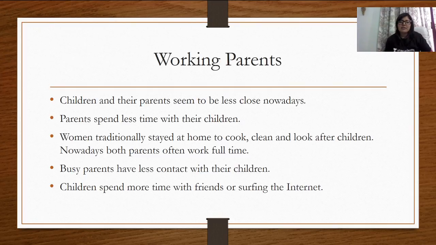Busy parents have less contact with their children. Yes, as they are very occupied with their work, they spend maximum of their time at their offices, so they are in less contact with their children. Children spend more time with friends or surfing the internet. So definitely children have deviated their attention from their parents to other things. Nowadays they are more into their friends, or they have a habit of surfing on the internet.